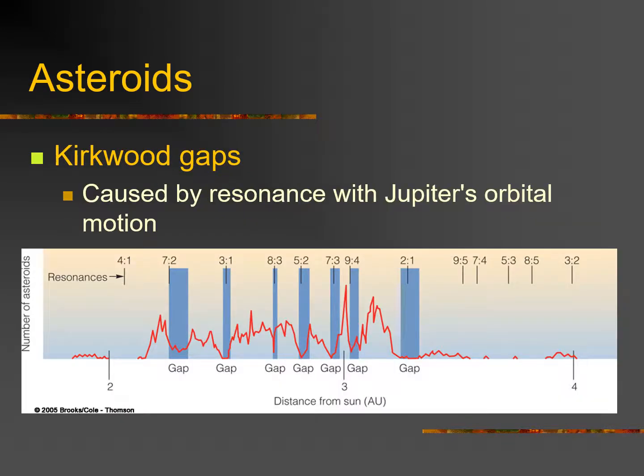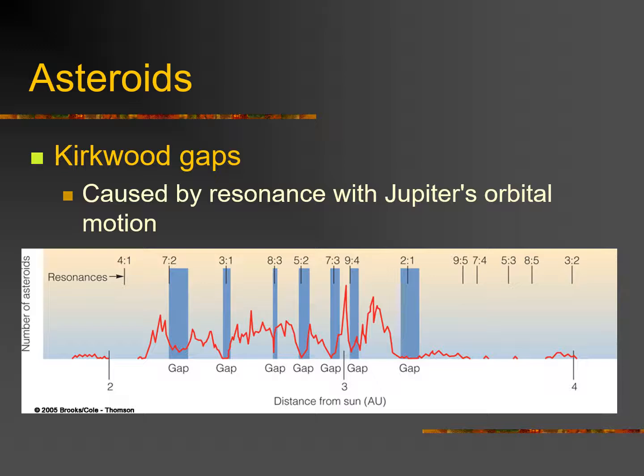The Kirkwood gaps are caused by a resonance, as mentioned before. As you can see, a gap indicated in purple appears at resonances with the orbital motion of Jupiter. Actually, in this picture, it looks blue, not purple. In the original diagram, it's purple.